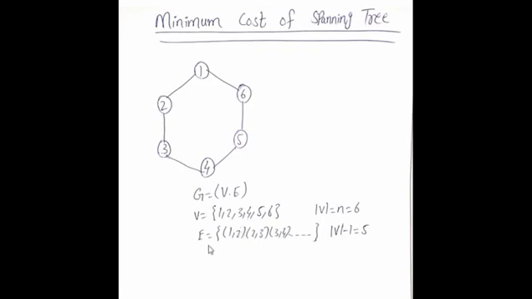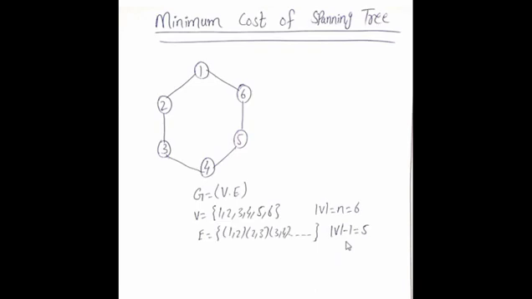So how many edges will we have in our spanning tree? What is the approach for that? What is the formula for that? In this graph we have 6 vertices. In order to calculate the edges of our spanning tree, we always use this formula: vertices minus 1 is equal to the edges of the spanning tree. So 6 vertices minus 1 is equal to 5. So we will have 5 edges in our spanning tree.